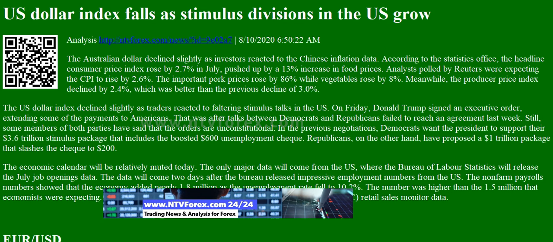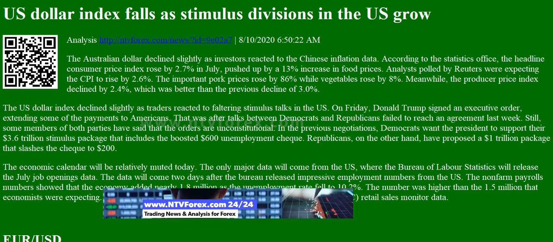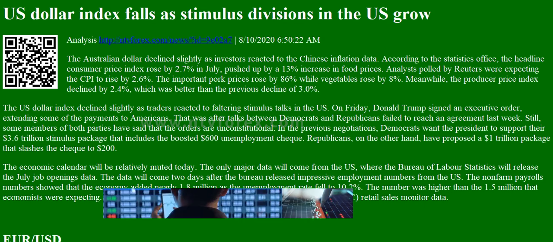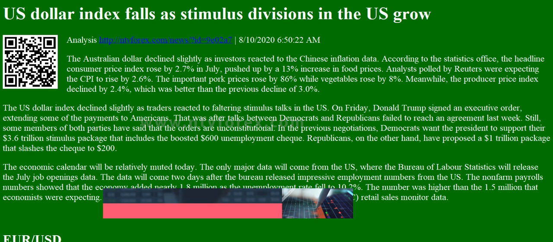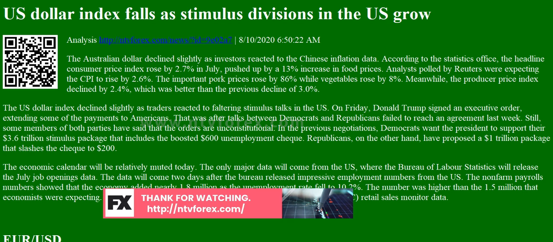The Australian dollar declined slightly as investors reacted to the Chinese inflation data. According to the Statistics Office, the headline Consumer Price Index rose by 2.7% in July, pushed up by a 13% increase in food prices. Analysts polled by Reuters were expecting the CPI to rise by 2.6%.